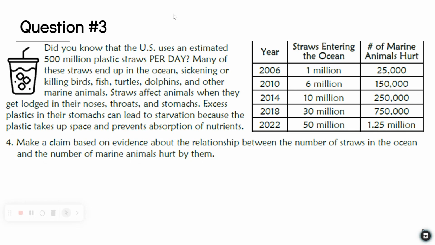So, did you know that the US uses an estimated 500 million plastic straws per day? Many of these straws end up in the ocean, sickening or killing birds, fish, turtles, dolphins, and other marine animals. Straws affect animals when they get lodged in their noses, throats, and stomachs. Excess plastic in their stomachs can lead to starvation because the plastic takes up space and prevents absorption of nutrition.